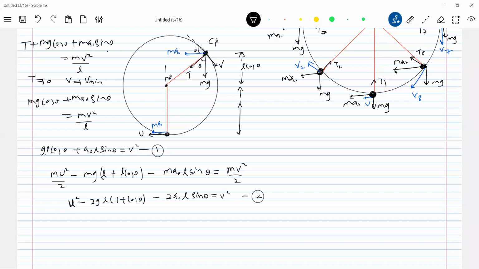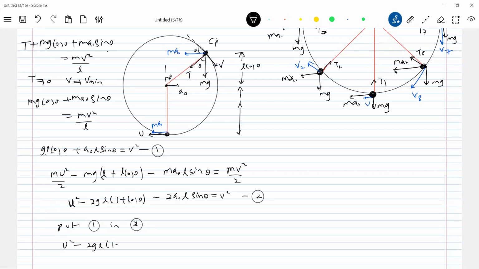Now substitute the value of 1 in 2, and you'll get u as a function of theta. Then we'll differentiate, because for minimum velocity of projection, I'll get a specific relation between a naught and g. This is the acceleration, a naught, that is there. So substituting, put 2 in 1 or put 1 in 2.